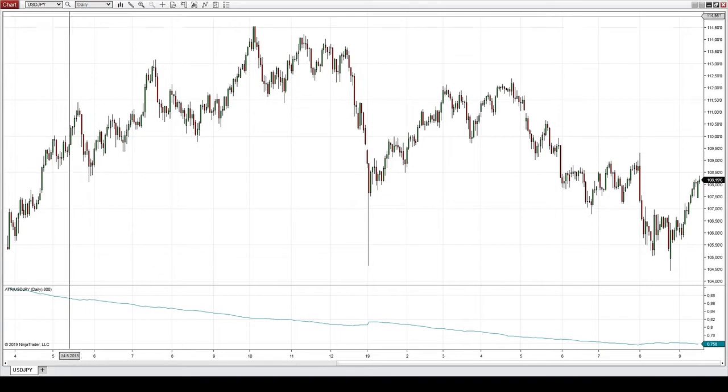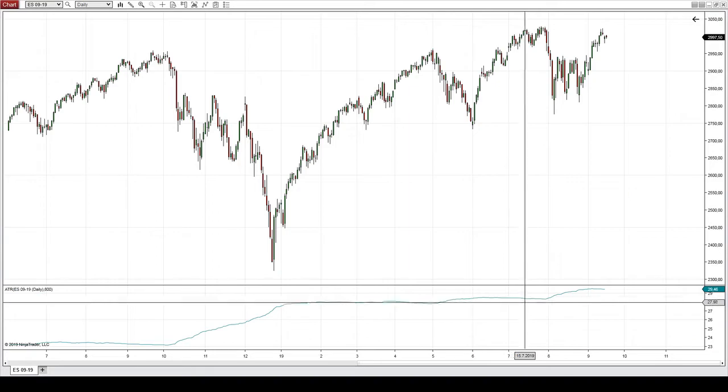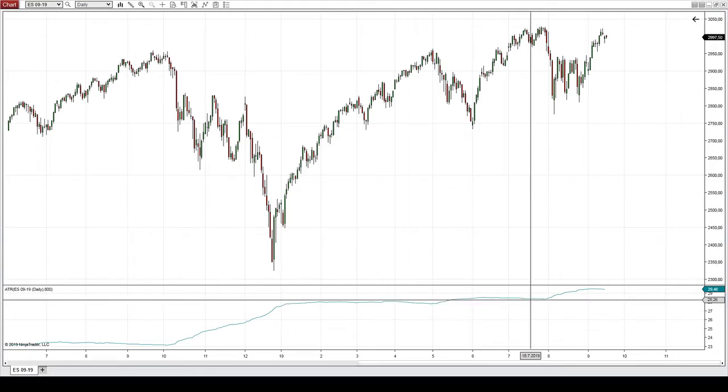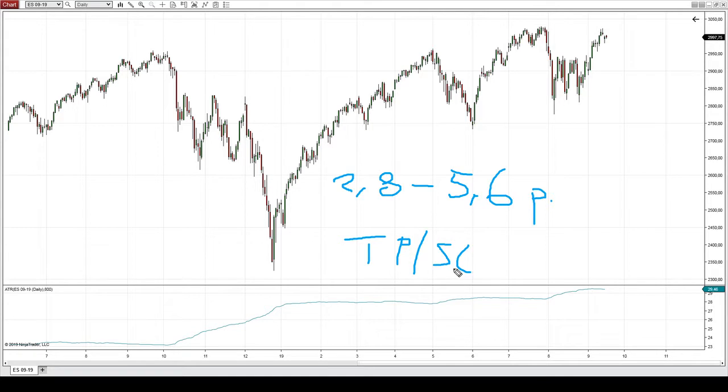Let's now have a look at the ES, which is futures for Standard & Poor's Index. In here, the average daily volatility is somewhere around 28, which means that your take profit and stop loss should be somewhere around 2.8 to 5.6 points. All right, that should be your ideal take profit and stop loss if you are going to use the fixed one.